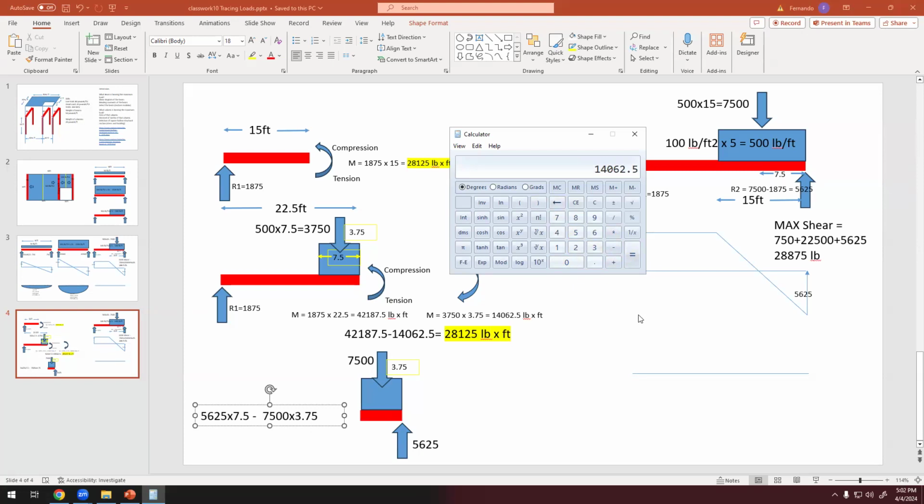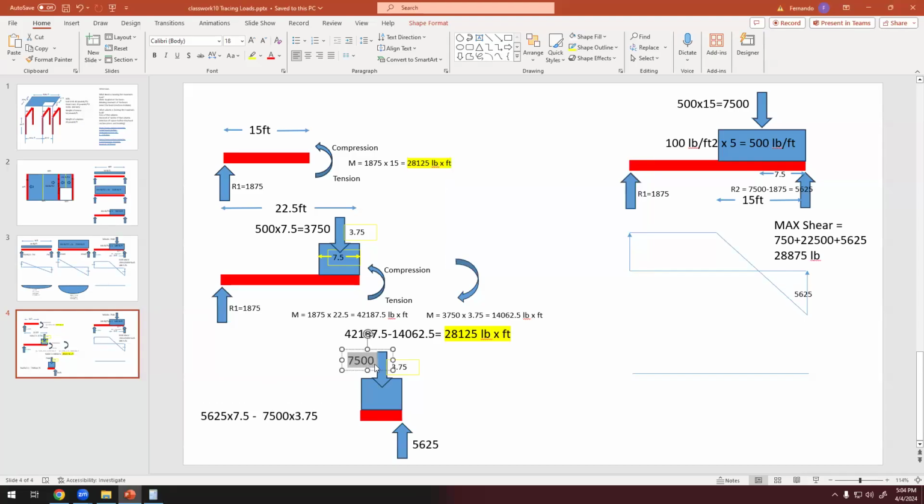You just said 28,125 for a second, then what did you put? So the problem is this 7,500. I copied this 7,500 from this arrow, this resultant, but it's the whole uniformly distributed load. But now I have only half. So it's 3,750, because it's 500 times 7.5. Yeah, so that was the mistake. This is not 7,500. This is 3,750.